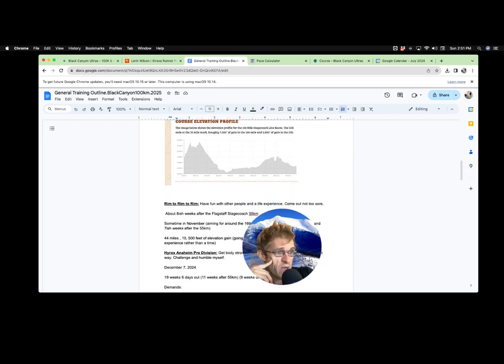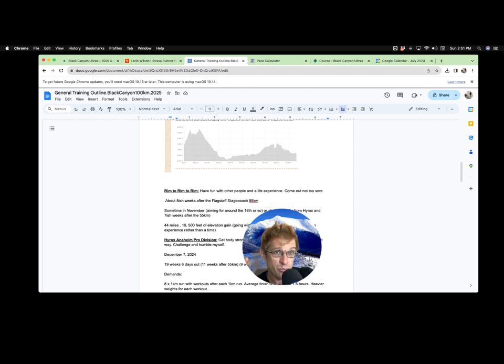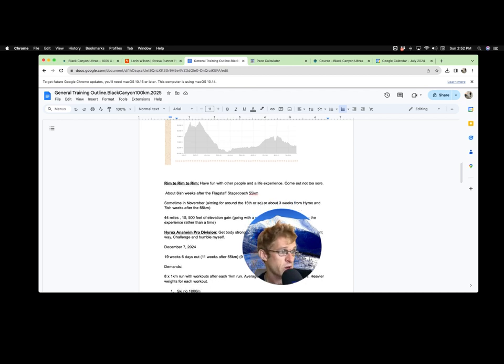Just want to keep this going. I am going to do rim to rim to rim as well in November. And the goal for that, another B event. So, right, I have my A race and then I have 3 B events that I want to have quality experiences. They have different goals. For rim to rim to rim, I just want to have fun with other people and I want to have a life experience and I want to come out of it not too sore.